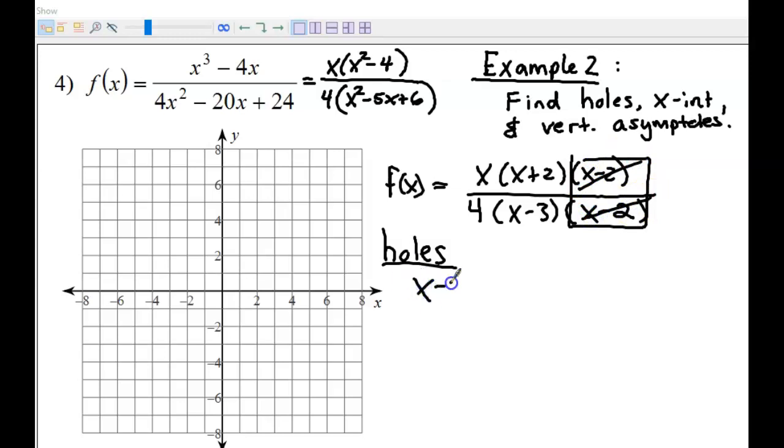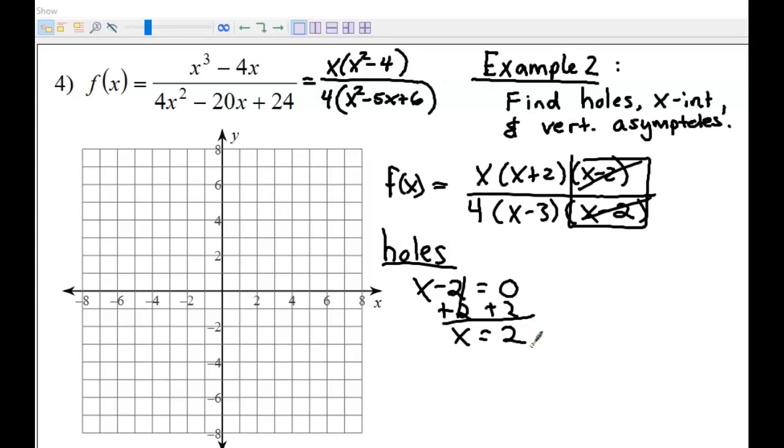But we are going to take that piece and we're going to set it equal to 0 like that, and we're going to solve. And so I get x equals 2. So this graph has a hole in it at x equals 2. We don't know what the y value is for that.